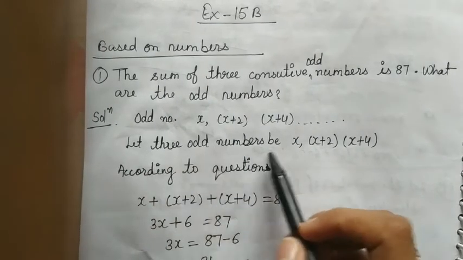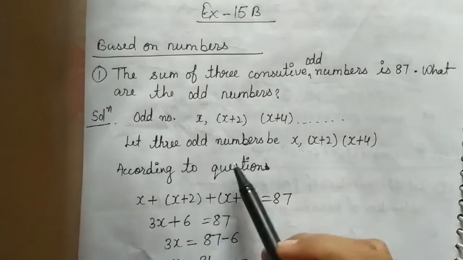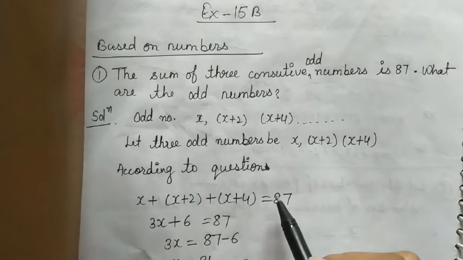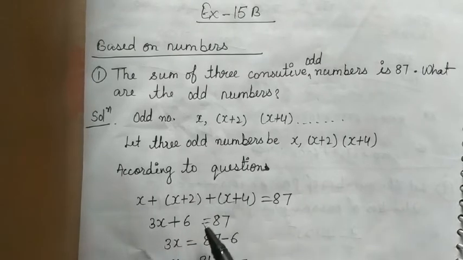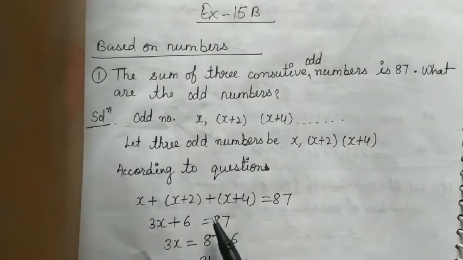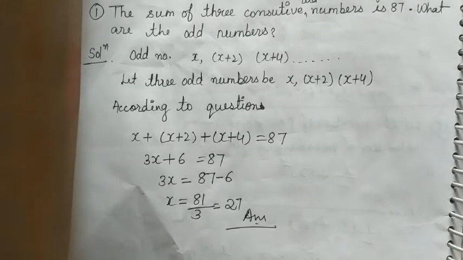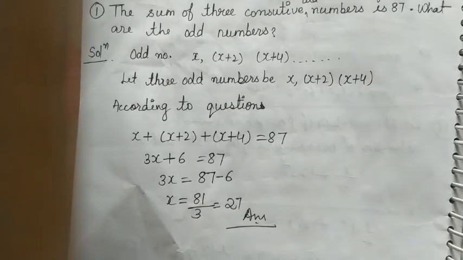So let the three odd numbers be x, x plus 2 and x plus 4. According to the question, if we add all three numbers, we will get 87. So let's add all the numbers. By adding, we get 3x, and 2 plus 4 will be 6. Here 87 we write as it is given. Then we subtract 6 from 87 and we can easily find the value of x. So we write x equal 81 by 3, and we will get 27.